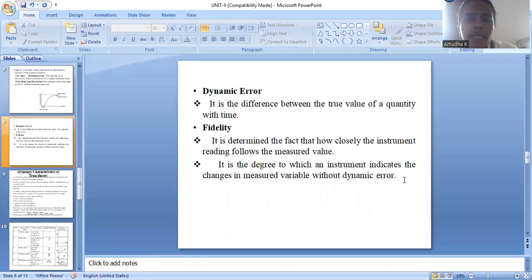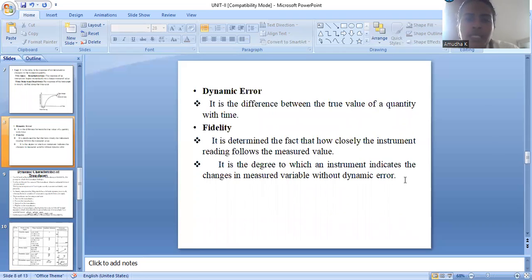And dynamic error. It is the difference between the true value of the quantity with respect to time. With respect to time the response is varying, it is not static, so it is called dynamic error. And fidelity. Fidelity determines how closely the instrument reading follows the measured value. Otherwise, it is the degree to which an instrument indicates the changes in the measured variable without any dynamic error. So this is fidelity.